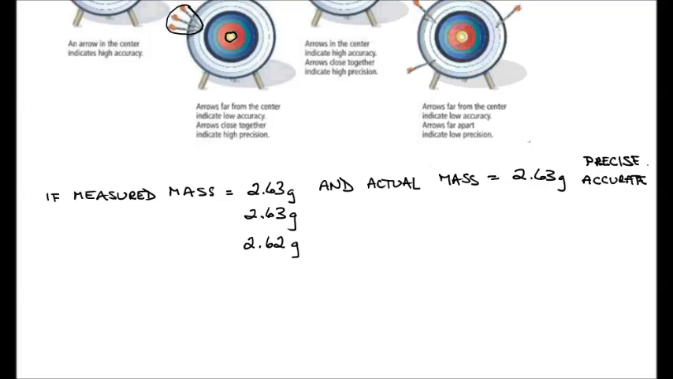If the actual mass was 3.79 grams, then the 3 measurements would still be precise, but they would no longer be accurate.